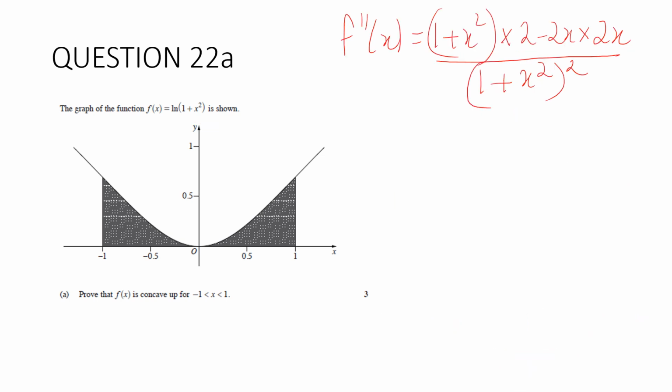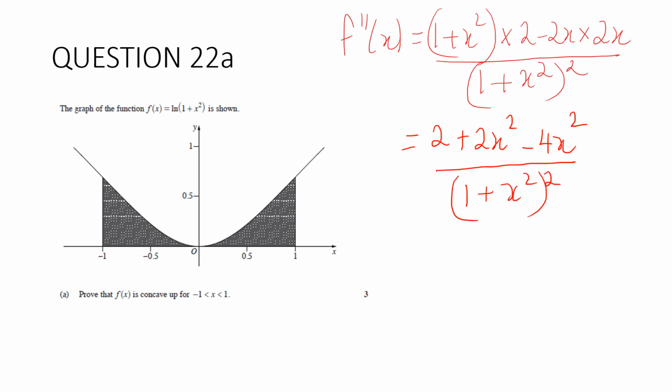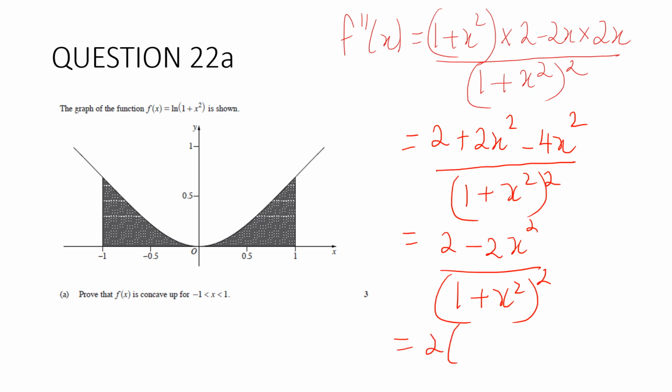Let's just tidy that up a bit. We have got 2 plus 2x squared minus 4x squared. We leave that denominator factorized, is equal to 2 take away 2x squared, and factorizing the top, we end up with this. Run out of room.